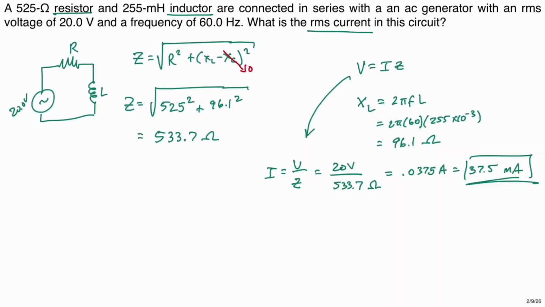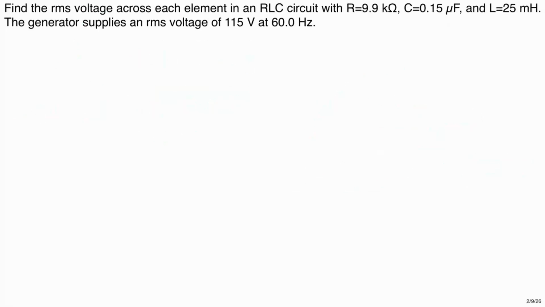Yeah? If there are more resistors, do you just add the resistors? Yep. If there's a second resistor in series, let's say it's 100 ohms, you would just add 525 and 100 together. You can just squish the resistors down. If there are more inductors, you can do that too. We tend not to do that. We tend to just give you one of each, because anything else is kind of dumb.